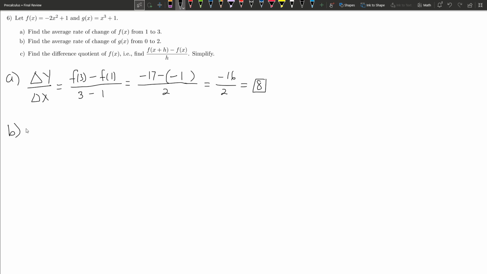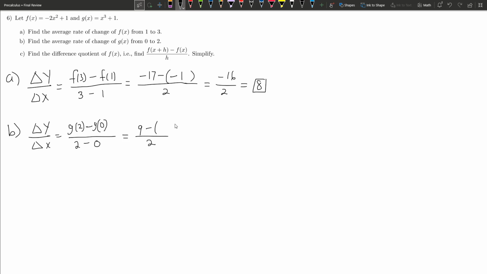So let's do the other rate of change, from 0 to 2. So same thing, changing y over changing x. So that's from 2 to 0. All right, let's just do the denominator since we're here. 2 minus 0 is 2. And since we're using g, this will be g of 2 minus g of 0. So if x was 2 in function g, 2 to the third, that's just 2 times 2 times 2, which is 8. 8 plus 1 is 9.